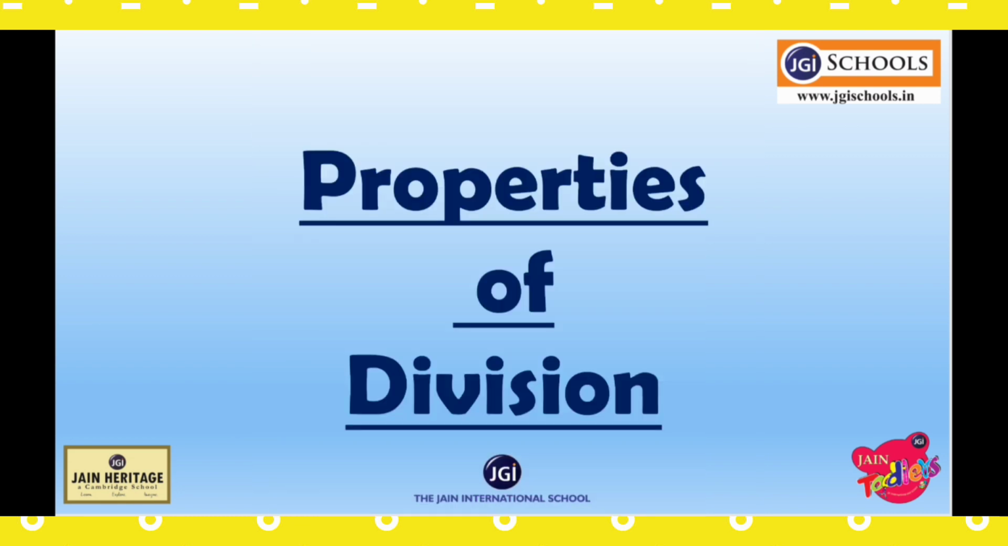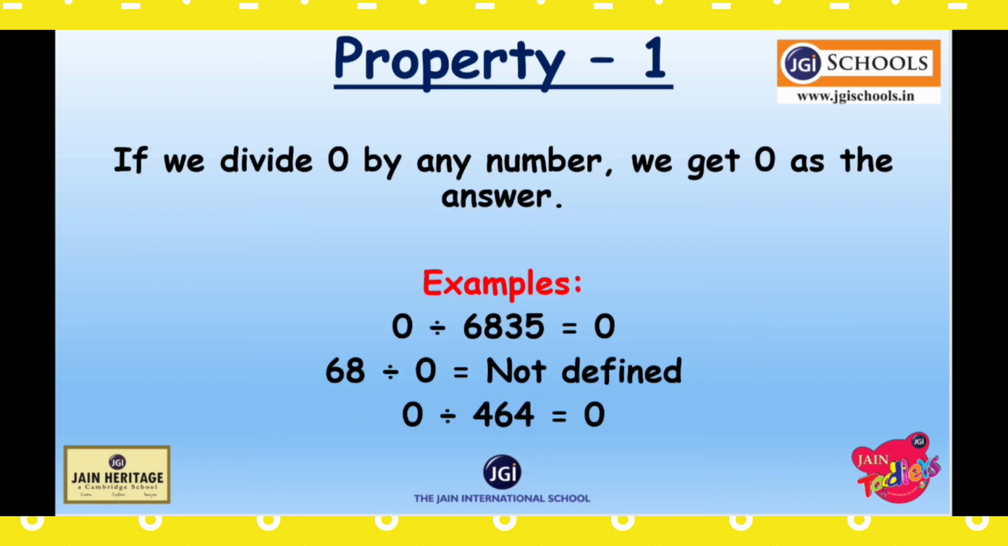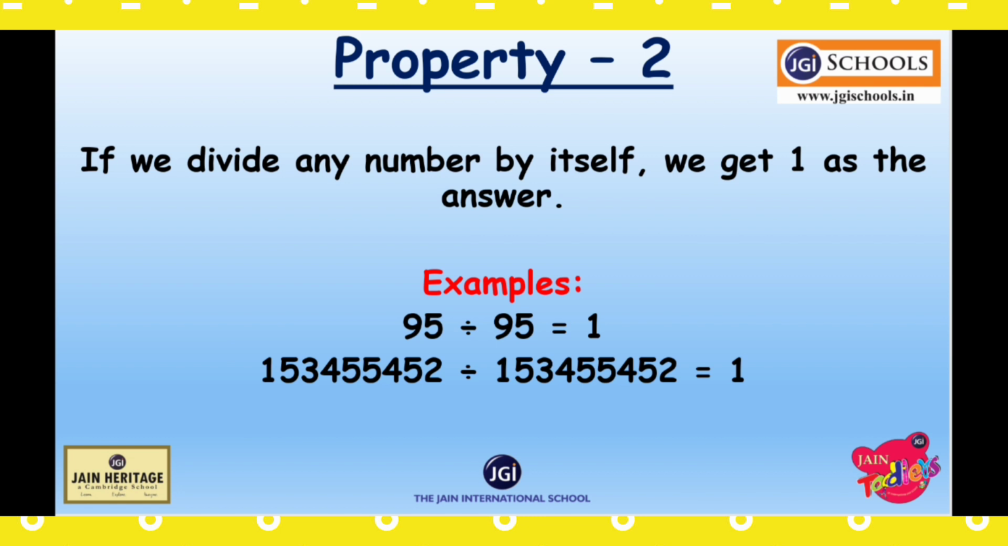Now, what are the properties of division? The first property: if we divide 0 by any number, we get 0 as the answer. For example, if we divide 0 by 6835, you get 0. Even if you divide it by 1, or even if you take a number in lakhs or crores, the answer will remain the same, that is 0. Okay.